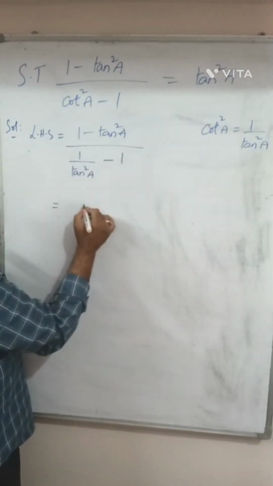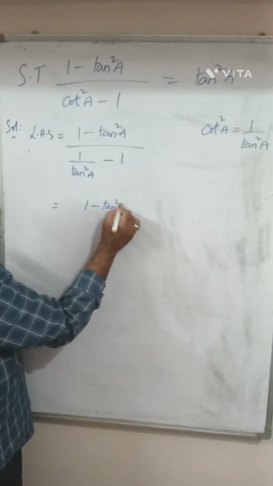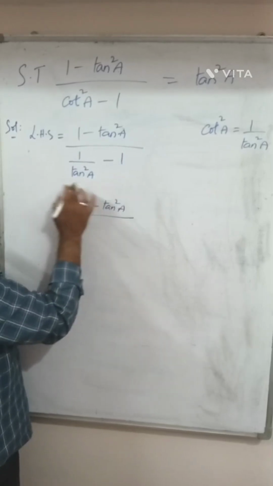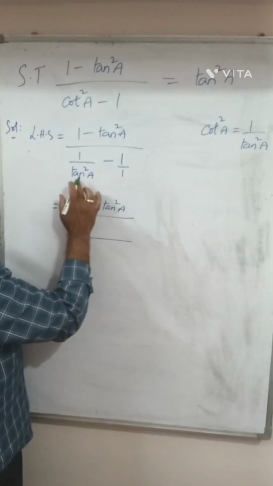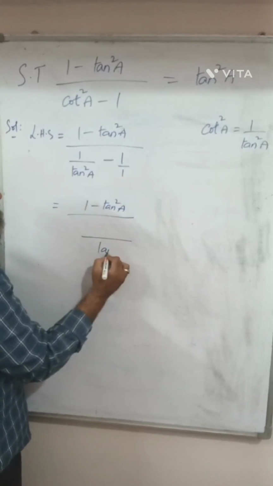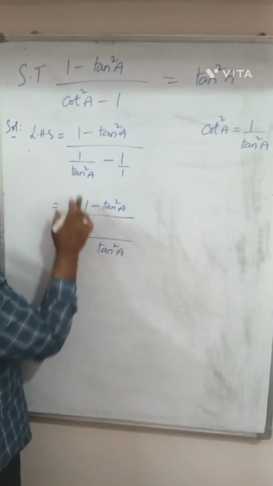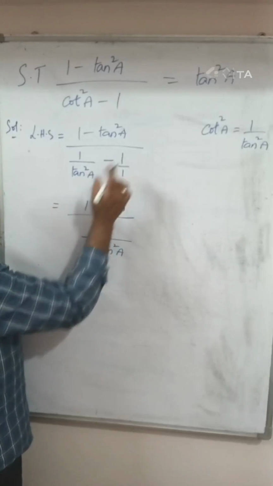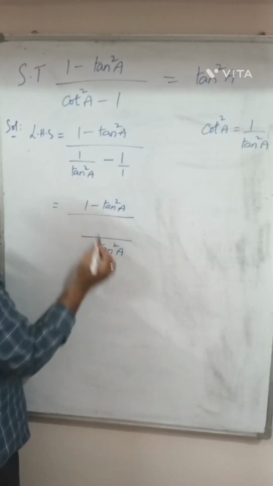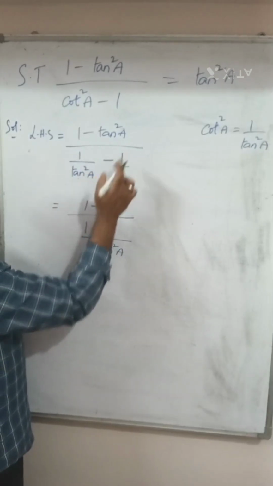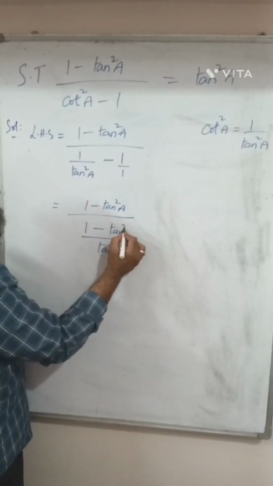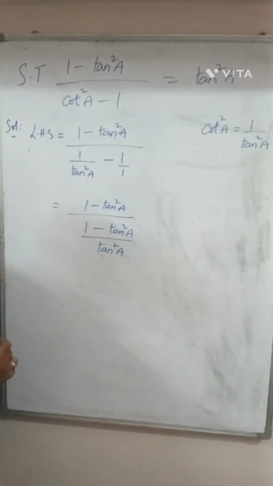Now this I will keep as it is. Here I have to take LCM. When I am taking LCM of tan square A and 1, the LCM is tan square A. Tan square A I will cross multiply here. This tan square A and LCM is same, so I will write 1 as it is, minus tan square A will be cross multiplied here. This is how we take LCM.